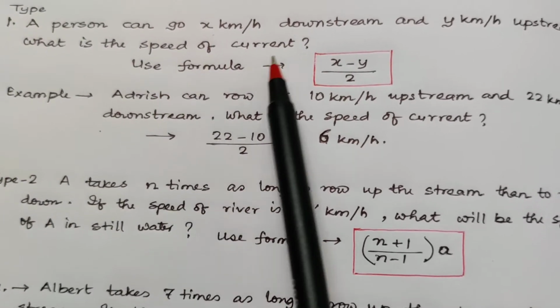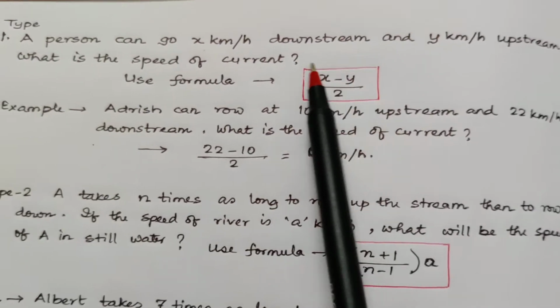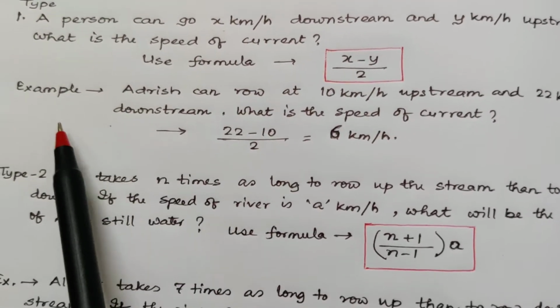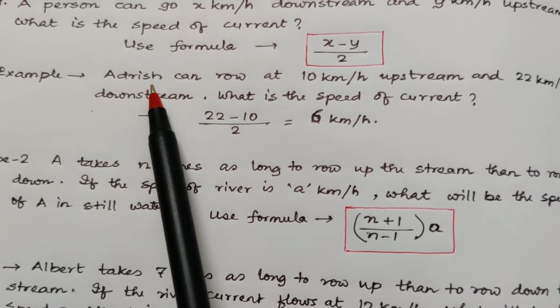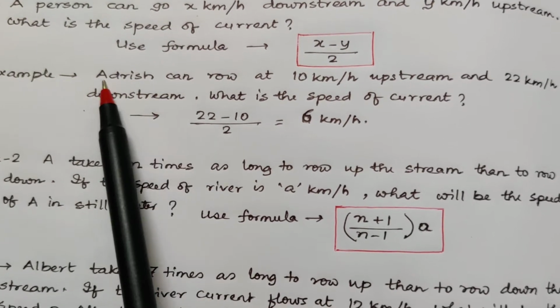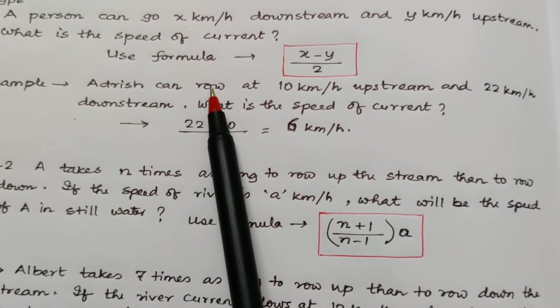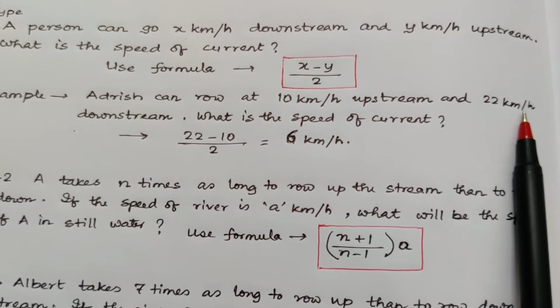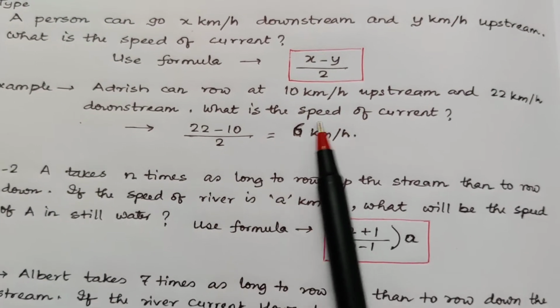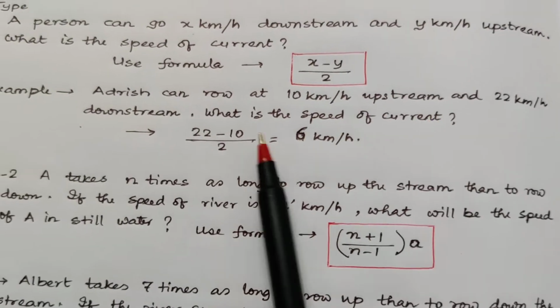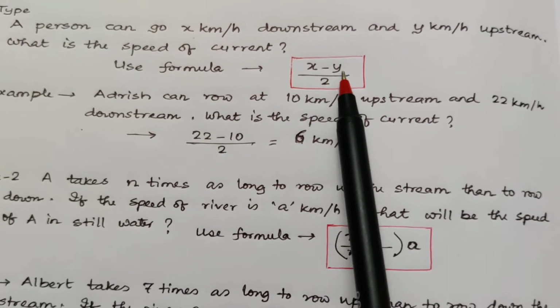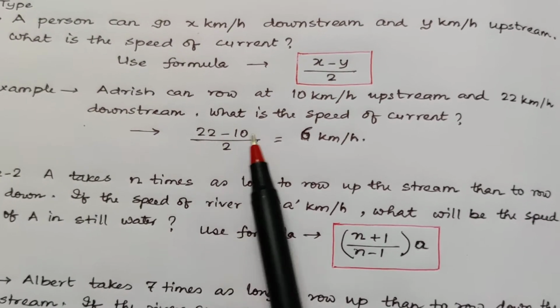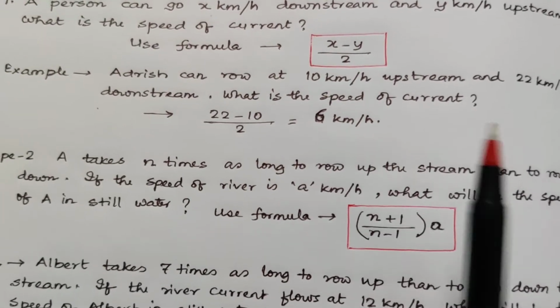We'll simply use this formula, (x minus y) by 2. For example, a person named Adrish can row at 10 km per hour upstream and 22 km per hour downstream. What is the speed of the current? Now we simply put this formula, (22 minus 10) by 2, that is equal to 6 km per hour.